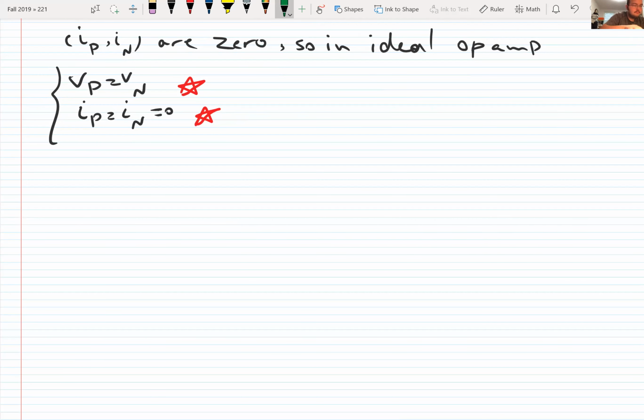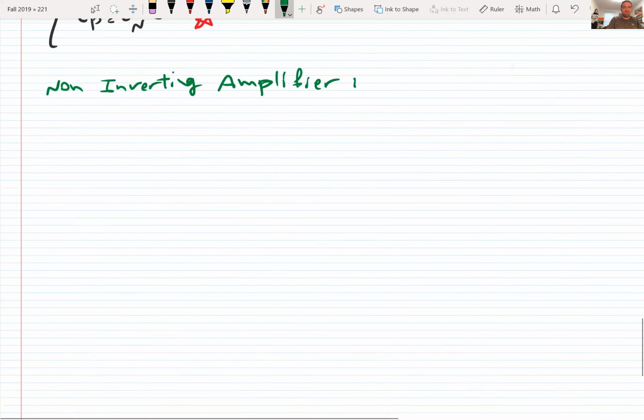The first example with an op-amp is the non-inverting amplifier. What does non-inverting mean? It means that if the input voltage is positive, the output voltage is also positive. If the input voltage is negative, the output voltage is also negative. Okay, so it's non-inverting. And here is the circuit.